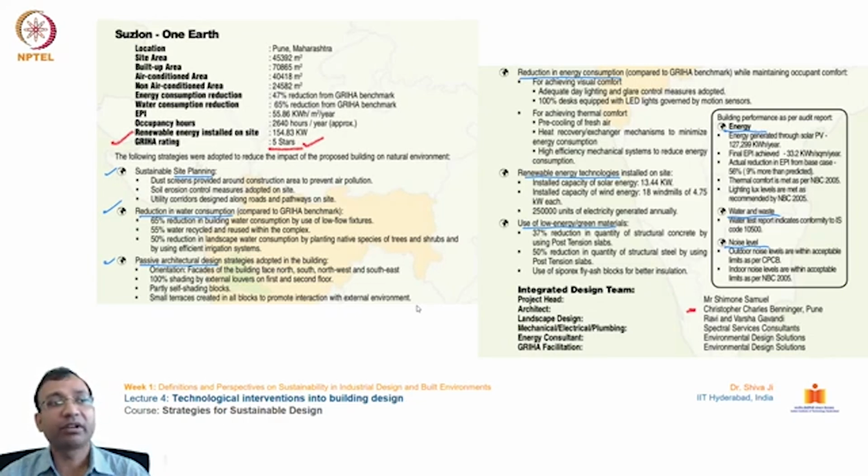The next point talks about reduction in water consumption. In comparison to the Griha benchmark, they have achieved a 65% reduction in building water consumption by using low flow fixtures, and 55% of water is recycled and reused within the complex. They have achieved a 50% reduction in landscape water consumption by planting native vegetation species of trees and shrubs, and they have utilized an efficient irrigation system also to minimize water consumption.